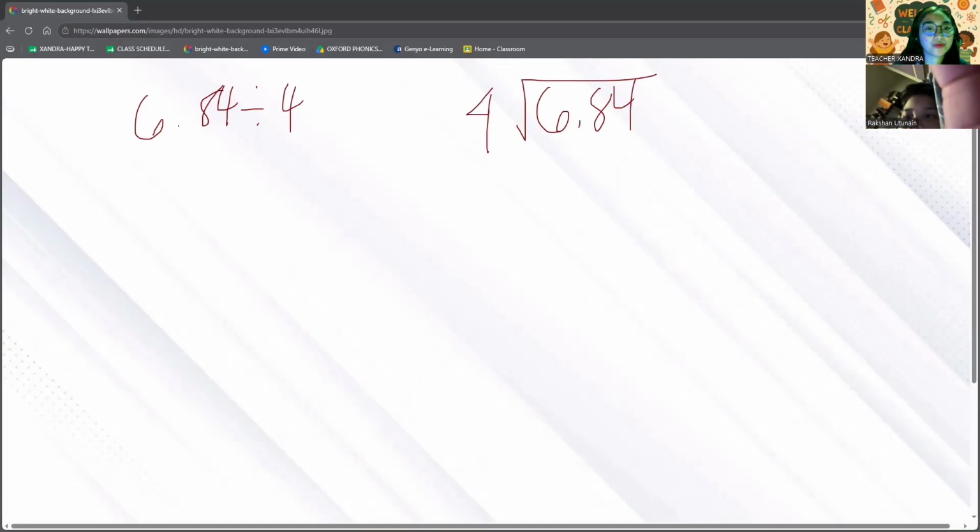Okay, let's try a few together. 6.84 divided by 4. So long division, 6.84 divided by 4. Align the decimal place and put it on top. 1 on top of 6.